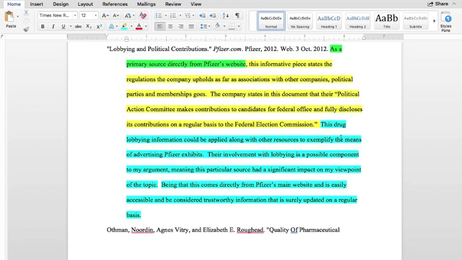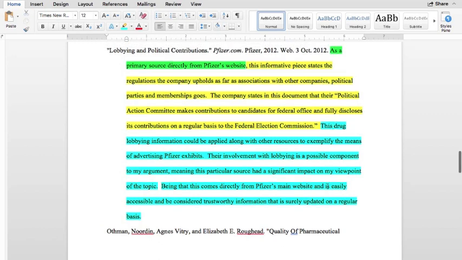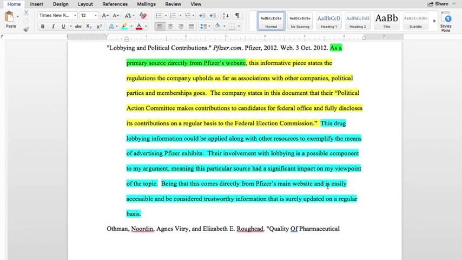Now they do a fairly good job analyzing the source here. Their involvement with lobbying is a possible component to my argument, so they're having some suggestions of how this could be useful to them. This has a significant impact on my viewpoint of the topic, so that means that this source really guided their understanding of what's going on in their research, guiding their view of Pfizer as a company and what kind of business practices they engage in. So this source was kind of fundamental for shaping this writer's views of Pfizer as a company.